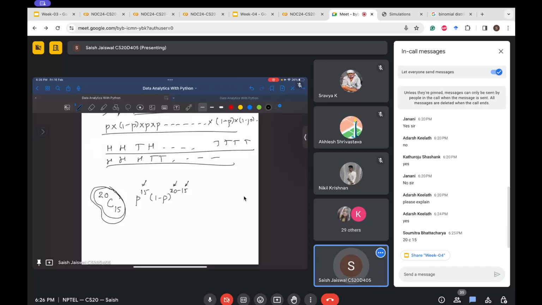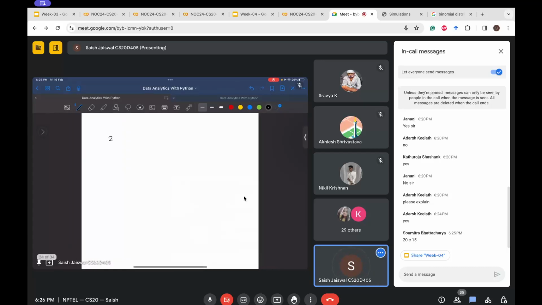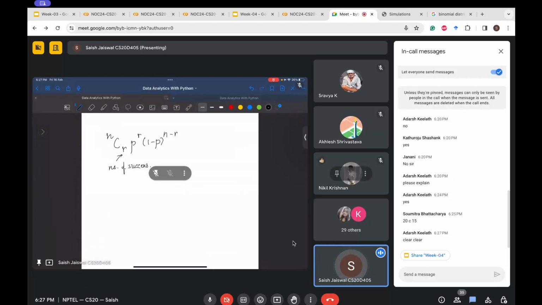So generalizing this, for n trials, the probability of getting r successes is nCr p to the power r (1 minus p) to the power n minus r, where n is the number of trials and r is the number of successes. Okay. Is it clear, everyone? Okay, great. So this was binomial distribution.